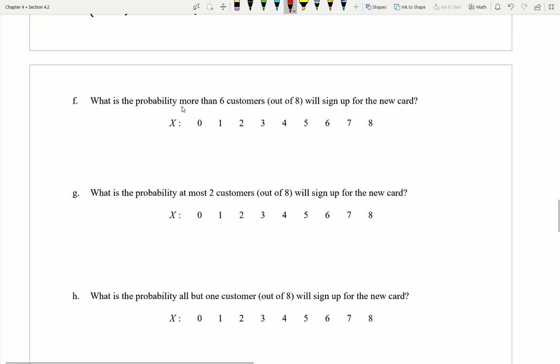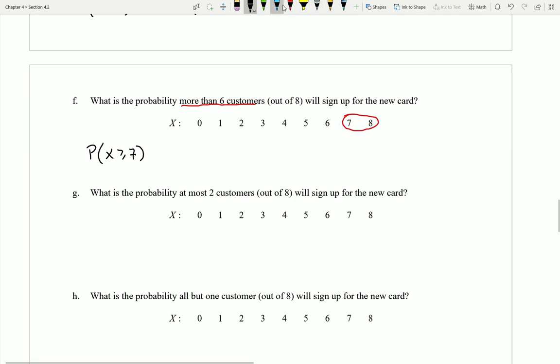So what is the probability that more than 6 customers will sign up for a new card? Got to be a little careful here. If I'm more than 6, that doesn't include 6. So I'm going to only be working with the numbers 7 and 8. So I want the probability that X is going to be greater than or equal to 7. Okay, if those are the numbers that I want, there's a couple ways I can get that. I could find the probability for 7 and 8 and add them together. I could do that with 2 binom PDFs.